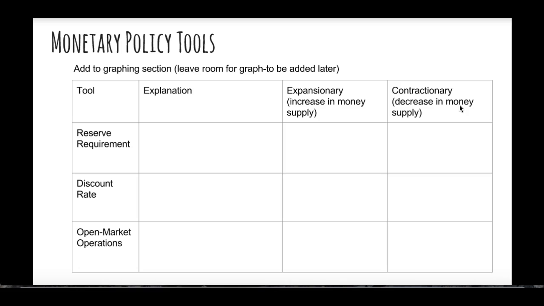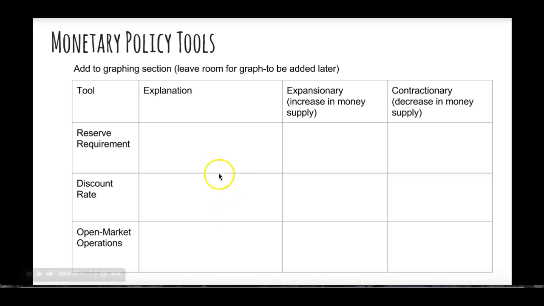Notice it says add to graphing section, leave room for graph to be added later. So there are three main monetary policy tools that the Fed has. They have the reserve requirement, the discount rate, and the open market operations. So the explanation part, I want you in this column to be able to explain what this means.